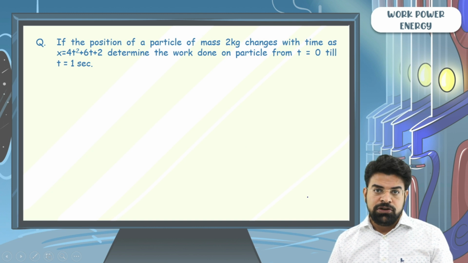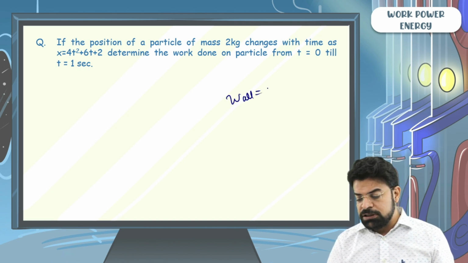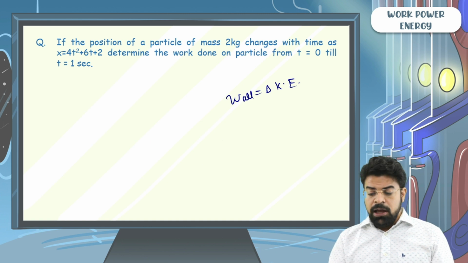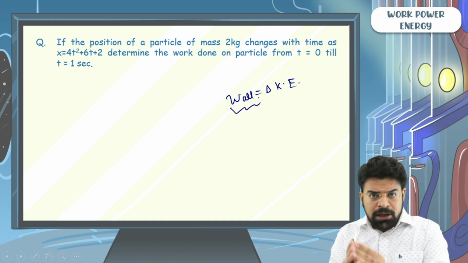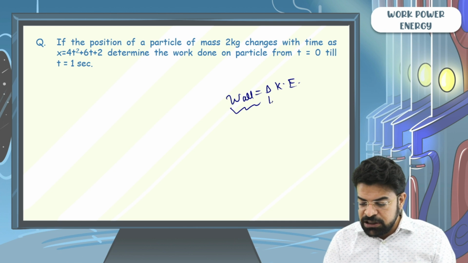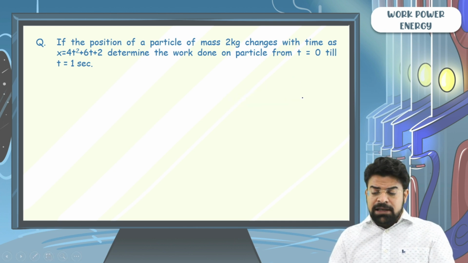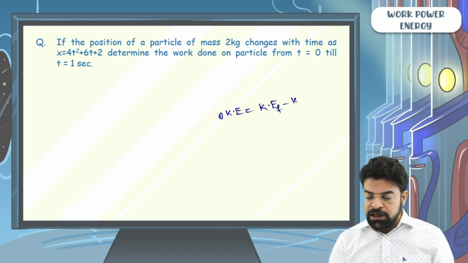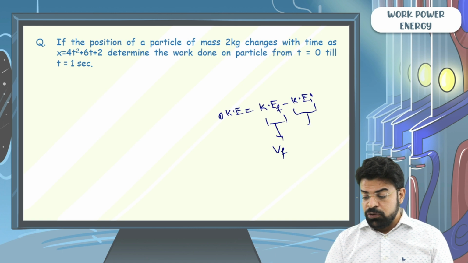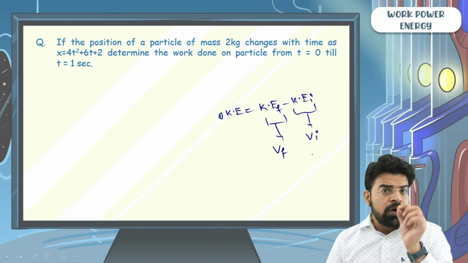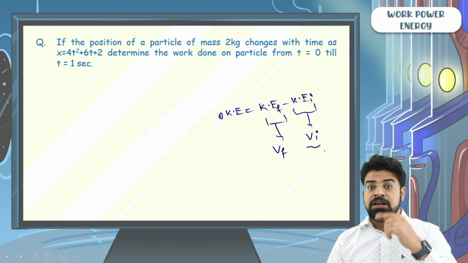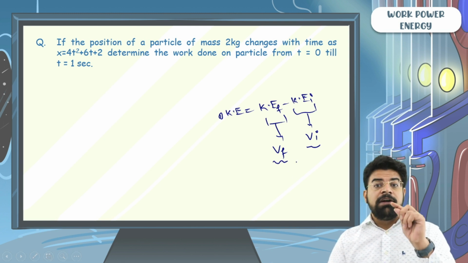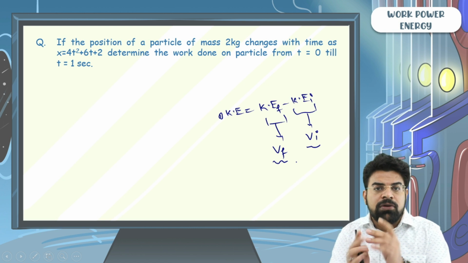Use the work energy theorem. Work done by all the forces equals change in kinetic energy. If you need to find the work done on the body, it's better to find the change in its kinetic energy. To find the change in kinetic energy, you just need two things, the final kinetic energy and the initial kinetic energy. To find the final kinetic energy, you need the final speed. To find the initial kinetic energy, you need the initial speed. So focus on finding the initial speed and the final speed, so that subtracting them, you can get the work done.